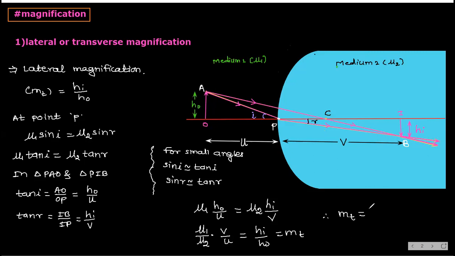What we are getting? Tell me. mu1 by mu2 into phi by U. That's it. है ना? Check करो. Yes. So we got transverse magnification formula, something like this. Yes. एक बार चेक करो.